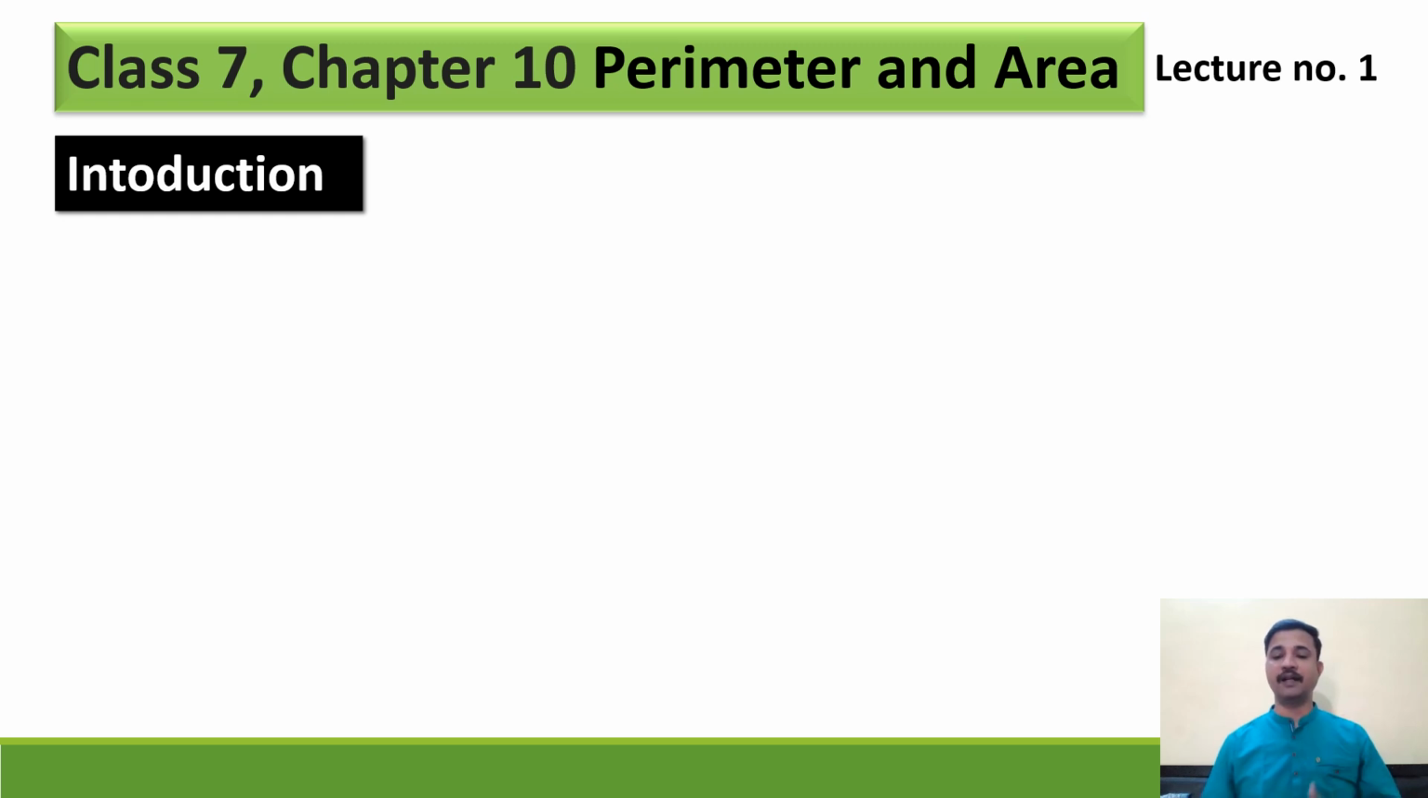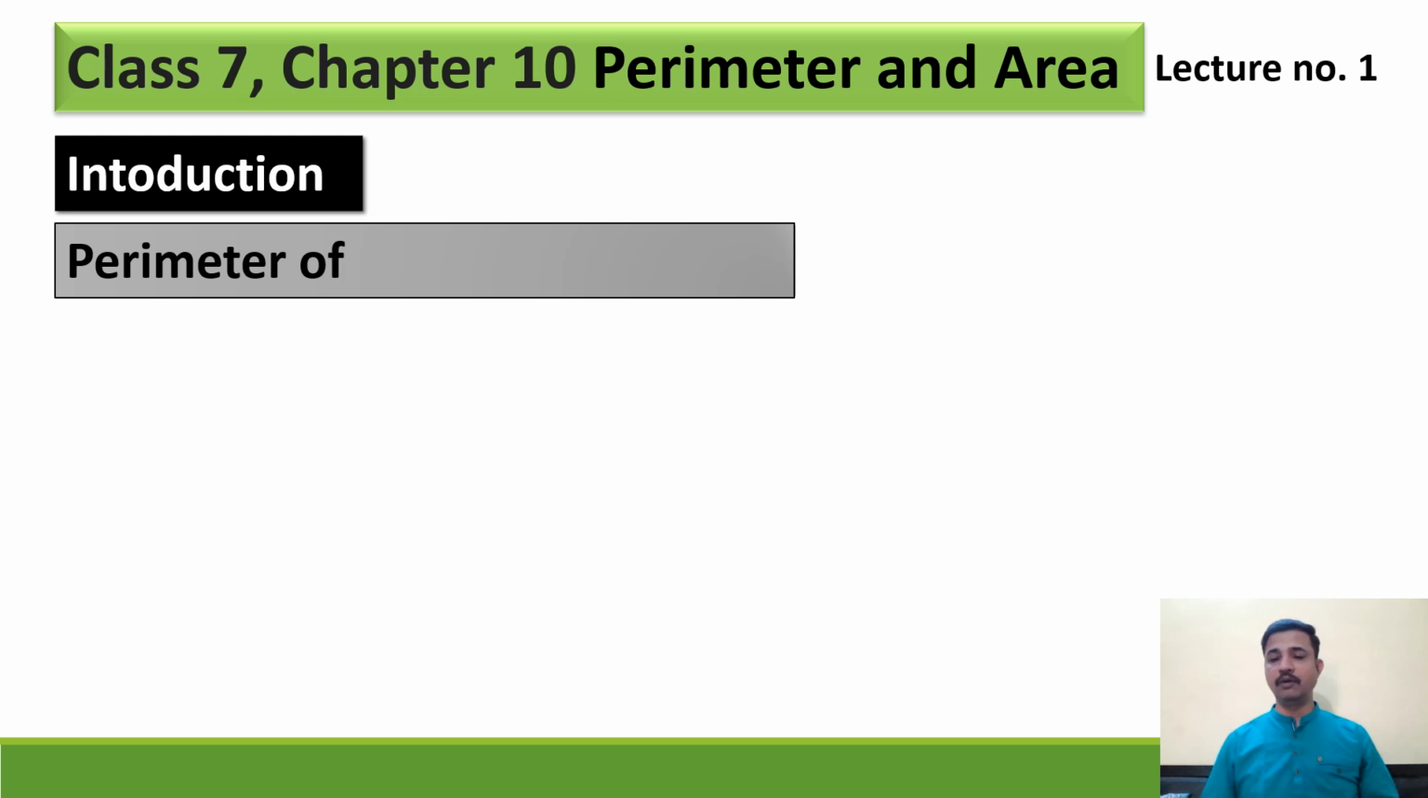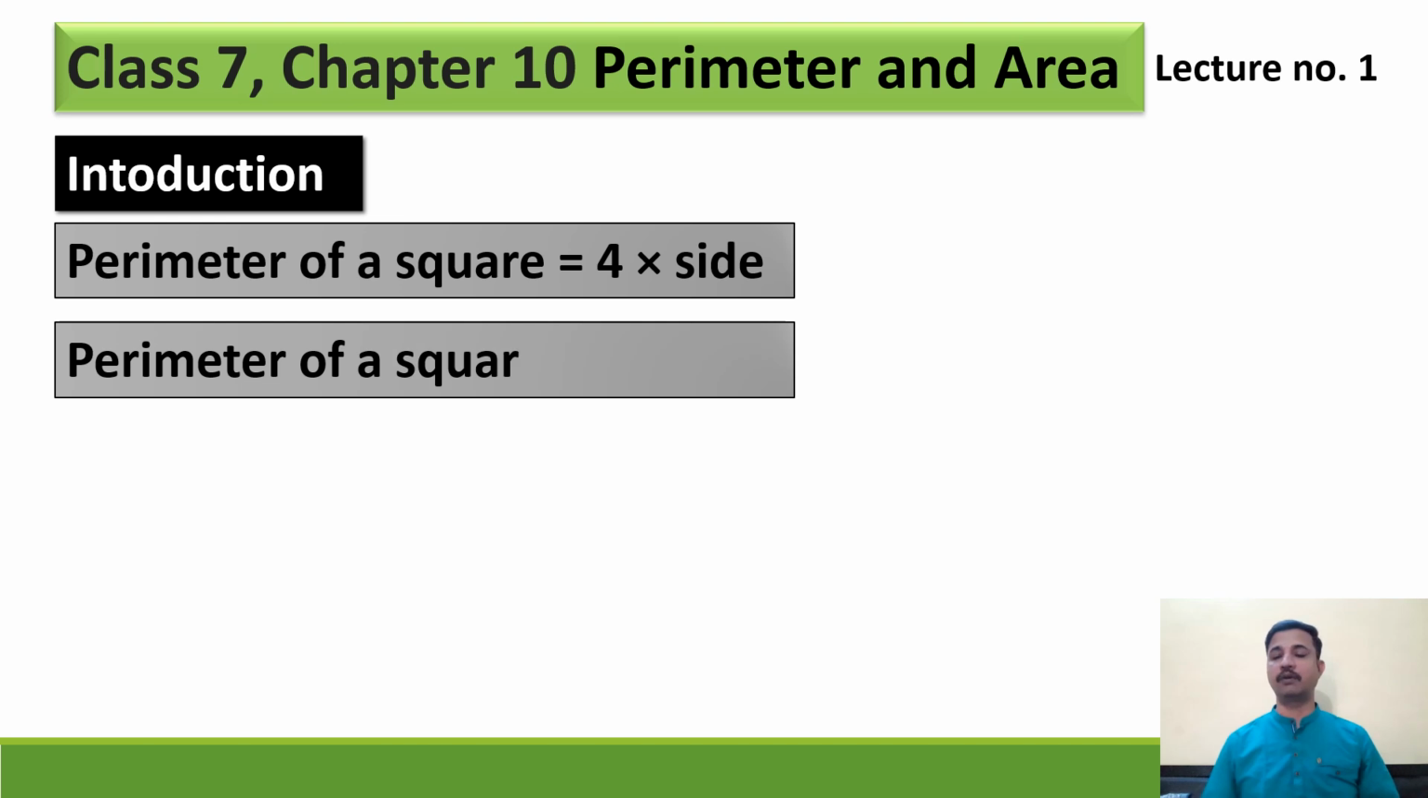हमने क्लास 5 में क्या पढ़ा था, किसके बारे में पढ़ा था, तो स्क्वायर और रेक्टेंगल के बारे में पढ़ा था. What is the perimeter of square? Perimeter of square equal to 4 multiply side. We consider side equal to A. So what is the formula of perimeter of square? Perimeter of square equal to 4 multiply A.